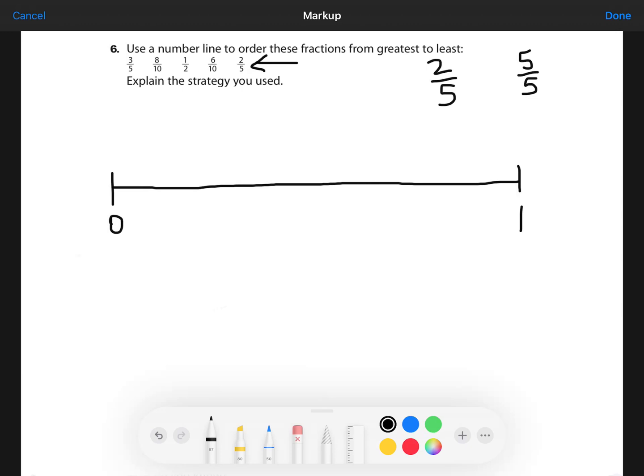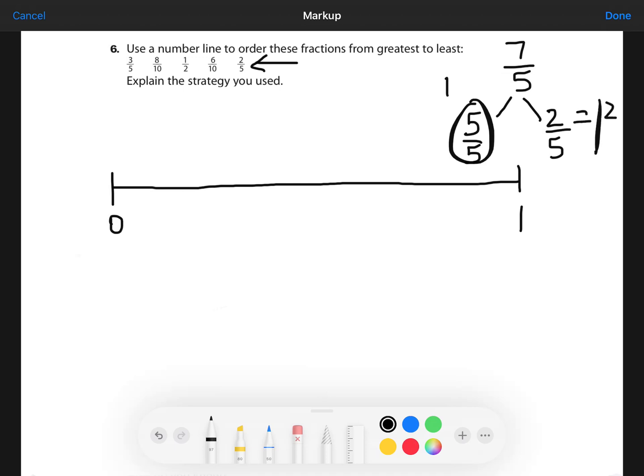If you look at a fraction and the numerator is smaller than the denominator, then your fraction is less than 1. If your numerator is larger than your denominator, then it's greater than 1. So let's take 7/5, for example. It is equal to 5/5 and 2/5. 5/5 is 1 and 2/5 is 2/5. So together it equals 1 and 2/5. That would be greater than 1. None of the fractions in this question are greater than 1, so my number line doesn't have to go any bigger than 1.